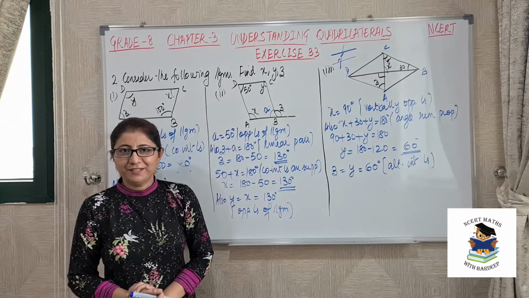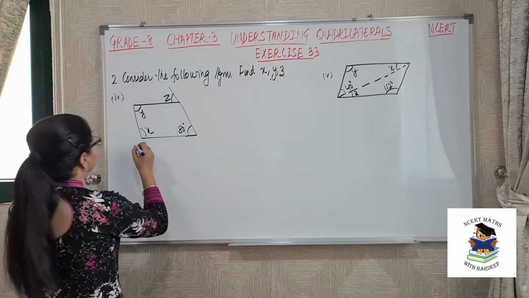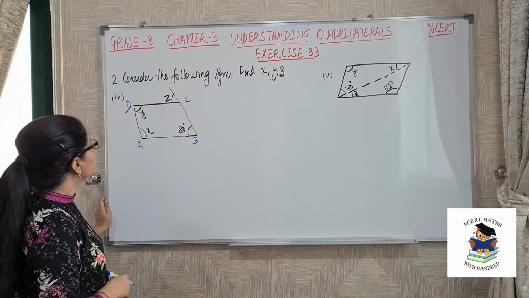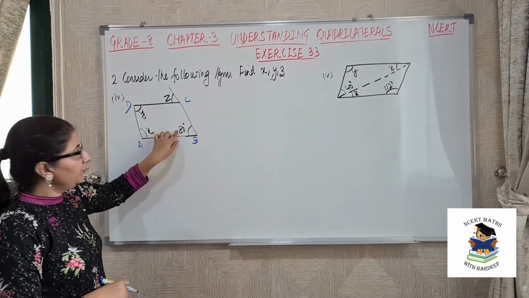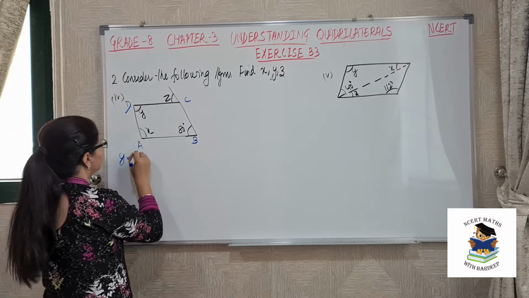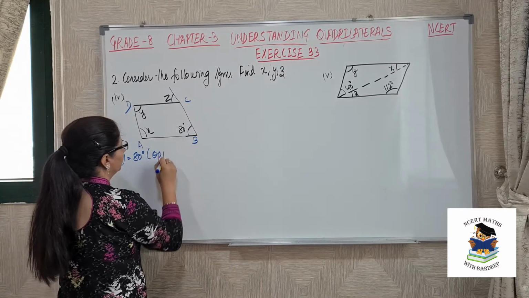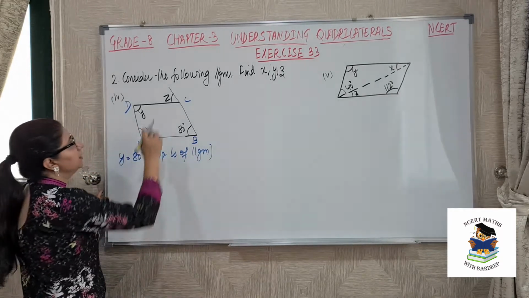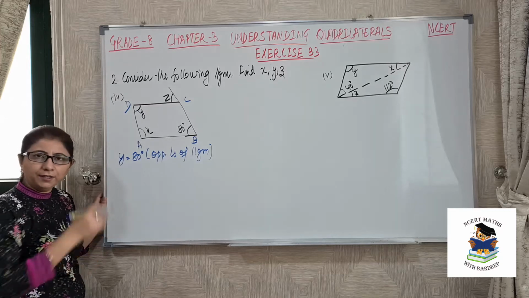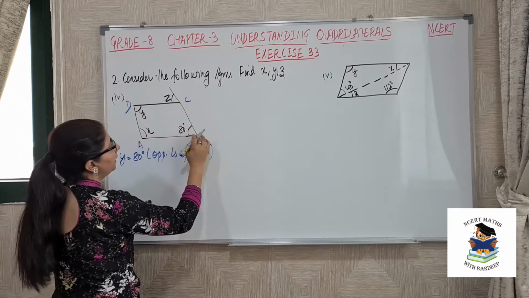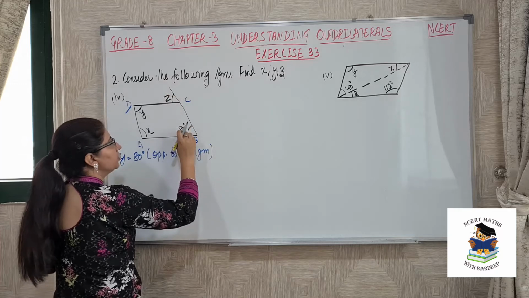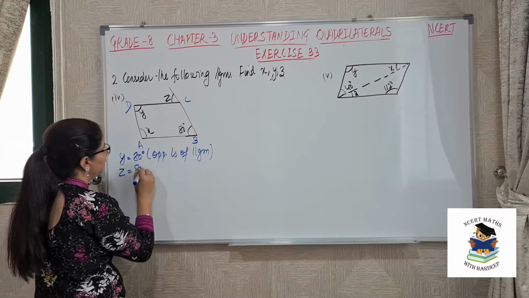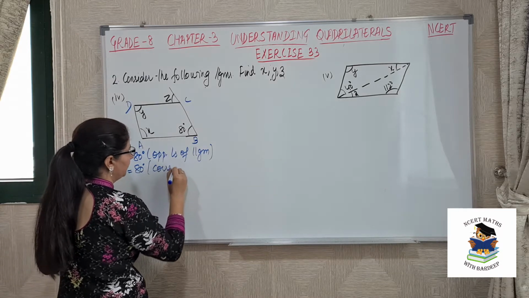Now let's see the next one. So this is our next parallelogram. Let's name this as A, B, C and D. So how to start? See, y is equal to 80 degree because opposite angles. Next is z is equal to 80 degree. Why? Corresponding angles, because these two are parallel sides and this is a transversal. So this angle and this angle is a pair of corresponding angles. So z is also equal to 80 degree, corresponding angles.